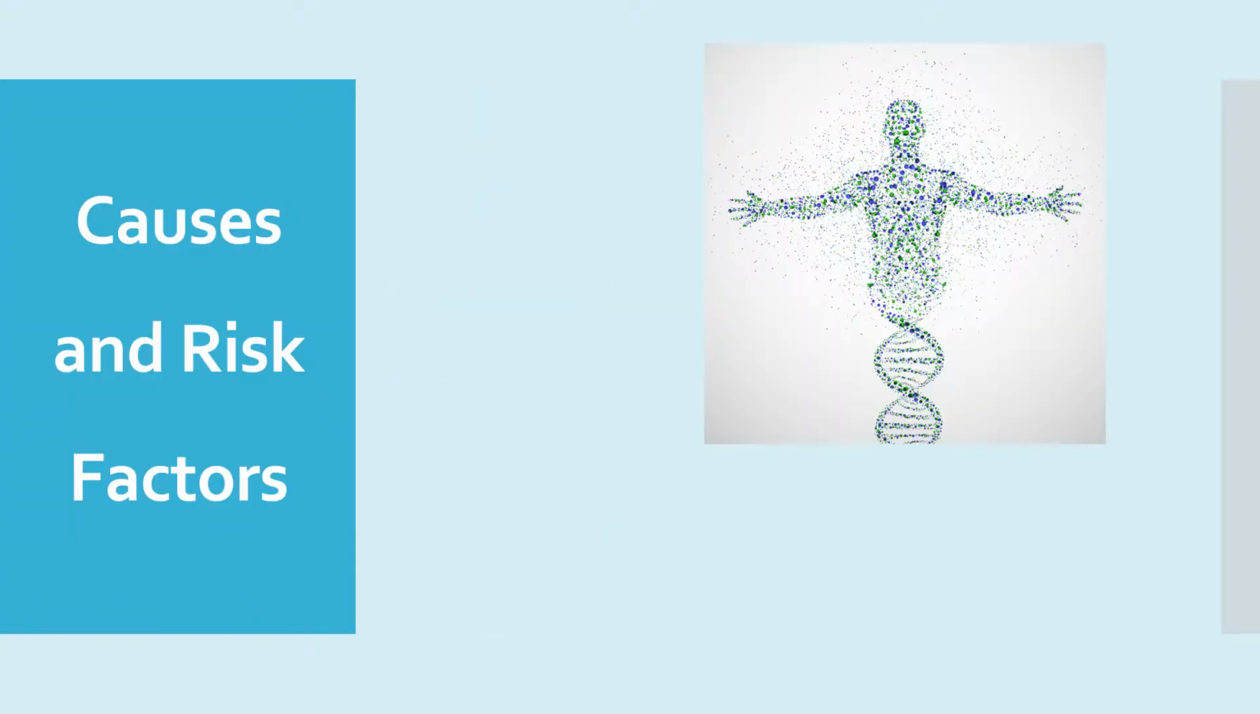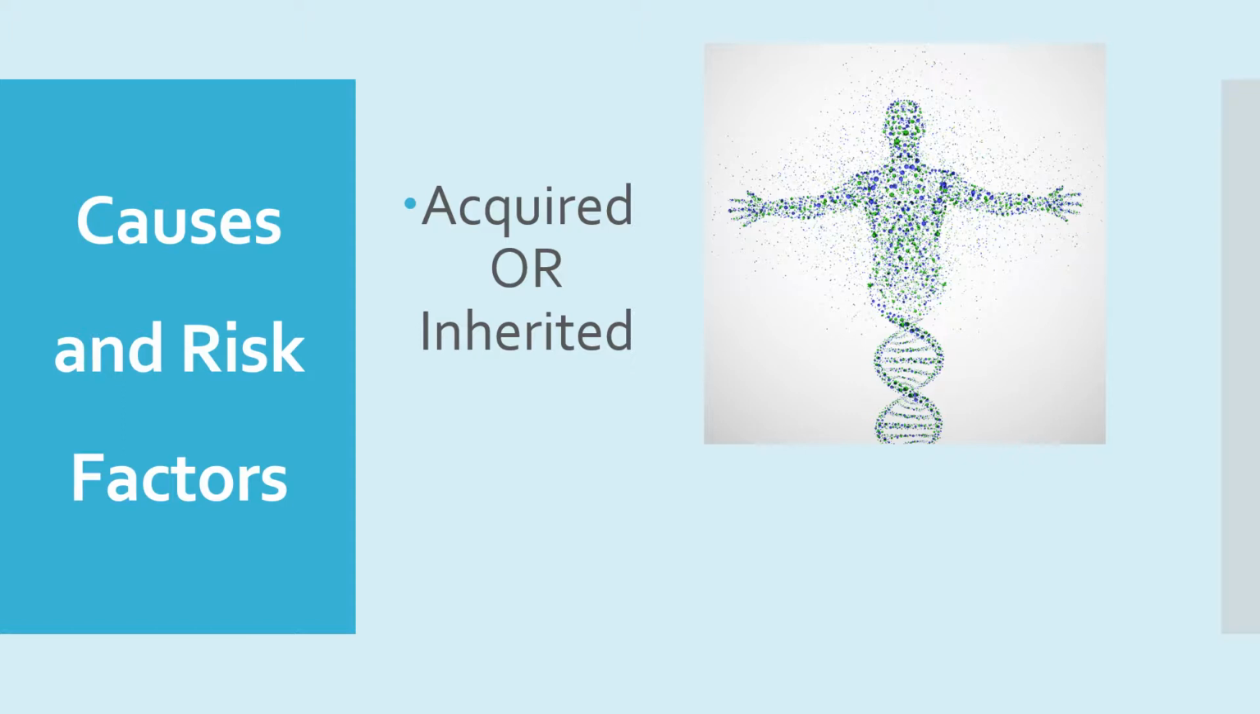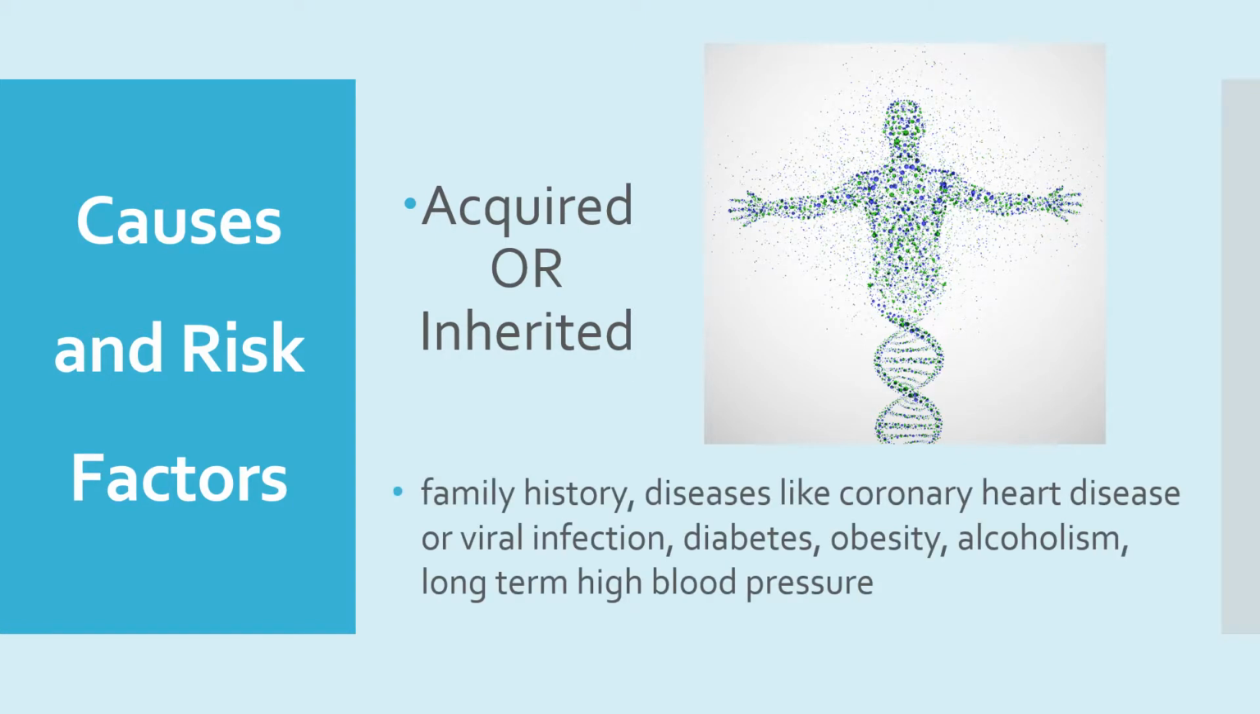Now let's discuss causes and risk factors. Cardiomyopathy can either be acquired from factors later in life or inherited through your genes. Some common risk factors include a family history, which would be the genetics or inherited side, diseases like coronary heart disease or a viral infection that affects the heart tissue itself, diabetes, obesity, alcoholism, and long-term high blood pressure.